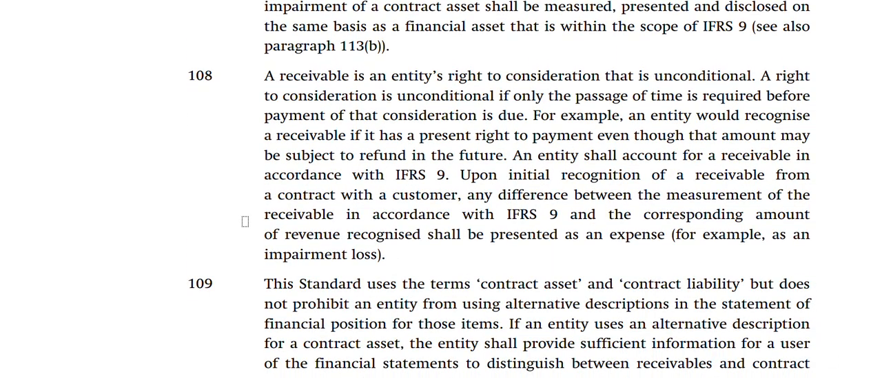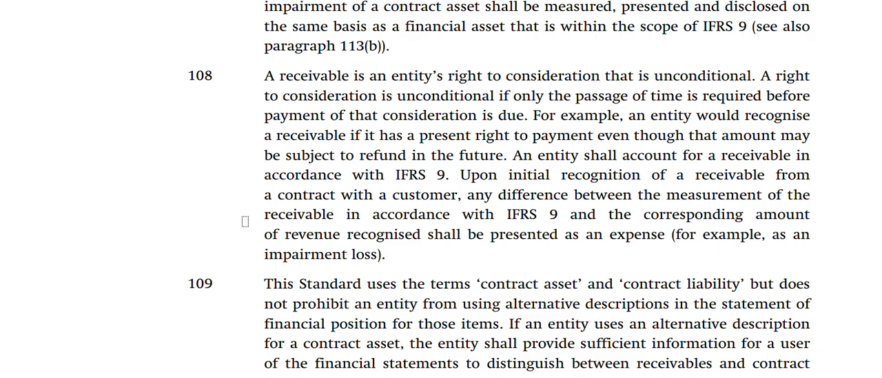108 talks about a receivable. A receivable is an entity's right to consideration that is unconditional. A right to consideration is unconditional if only the passage of time is required before payment of that consideration is due. For example, an entity will recognize a receivable if it has a present right to payment, even though the amount may be subject to refunds in future.